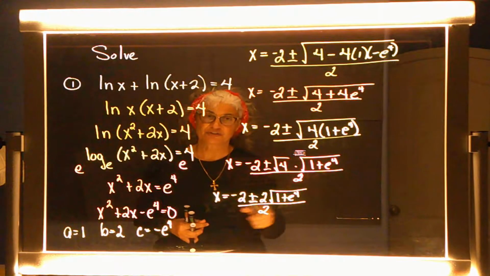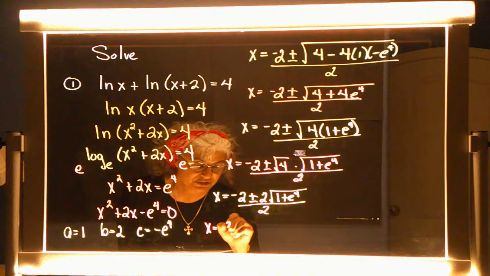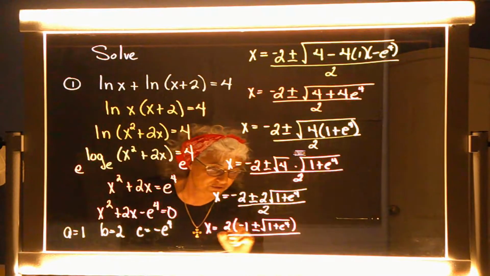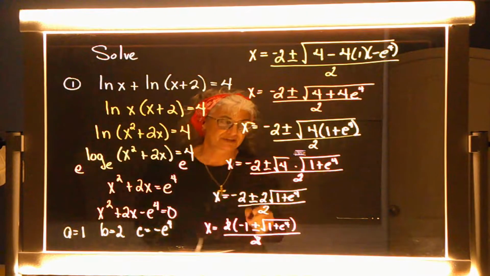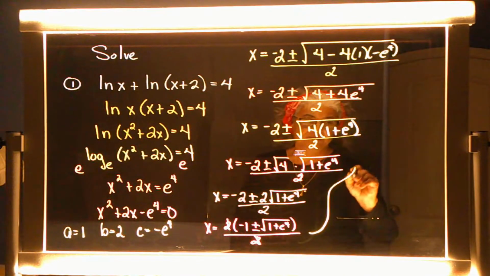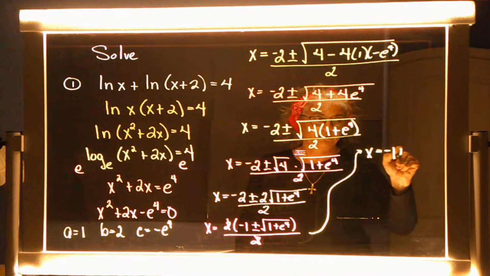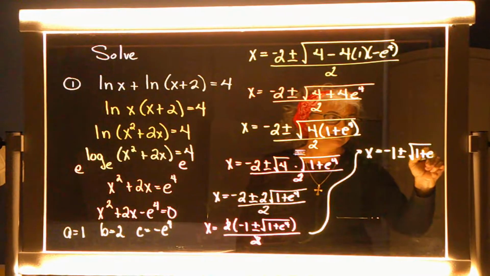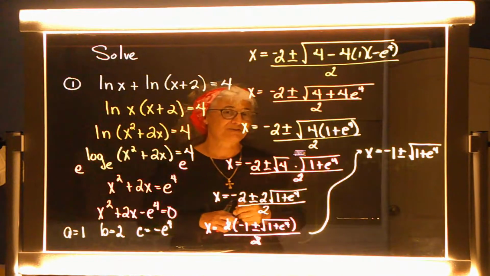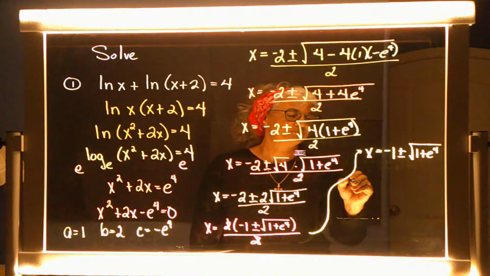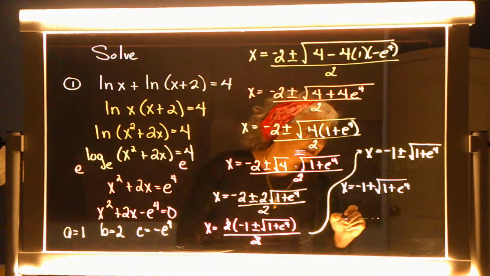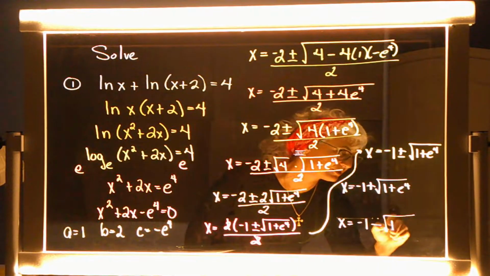And I'm noticing, since they all have 2's, right? The numerator, I can factor out a 2, and I'll be left with a negative 1 plus or minus this square root all over 2. And I can cancel these 2's out, can't I? Right? So that means we'll have x equaling negative 1 plus or minus the square root of 1 plus e to the power of 4. Well, that's a lovely answer. But there's 2 answers there, aren't there? Okay. So one answer is negative 1 plus this square root. The other one is x equaling negative 1 minus this square root.